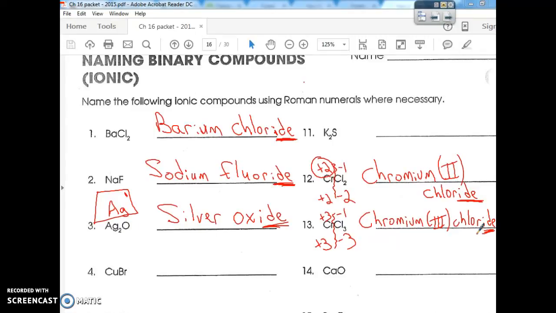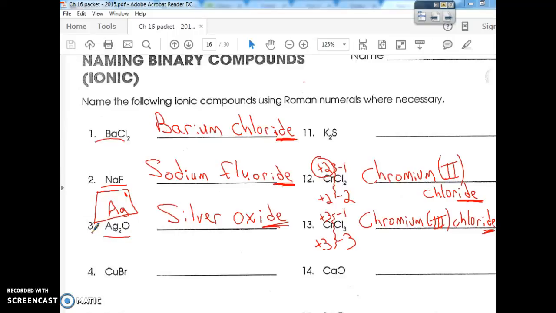So when you are naming ionic compounds, always look at the metal first on the periodic table. If you have an example like barium or sodium or silver, they only have one possible oxidation number. So you do not need any Roman numerals. You just write the name of the metal and then the nonmetal, and you change the ending of the nonmetal to IDE. If you have a metal that is multivalent, which means it has more than one possible oxidation number, you have to make a note of it.